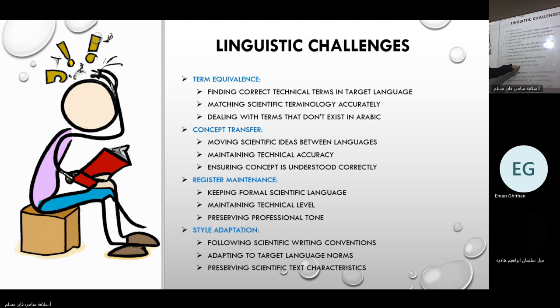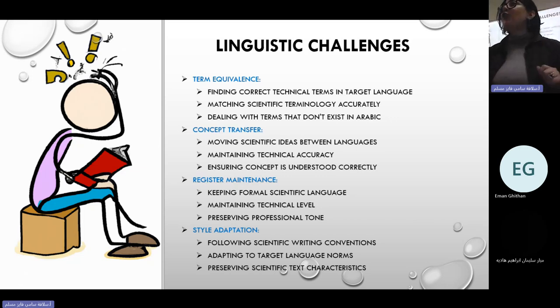Why professional? Because it's scientific and technical translation. Style adaptation: following scientific writing conventions, adapting to target language norms. What does norms mean? Oh my God, you guys, we took it in more than one place. Norms are the customs and traditions in which we use these words in the language. Preserving scientific text characteristics. Never keep nodding your heads like that. If you don't know a word, tell me. I will explain it.